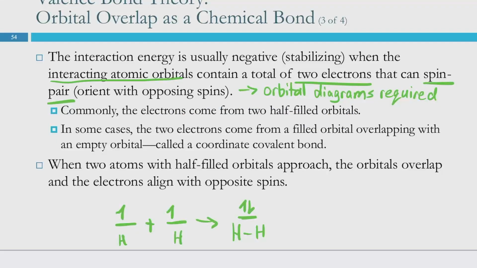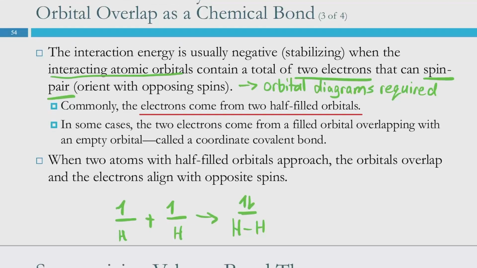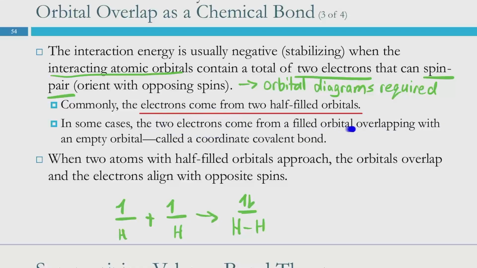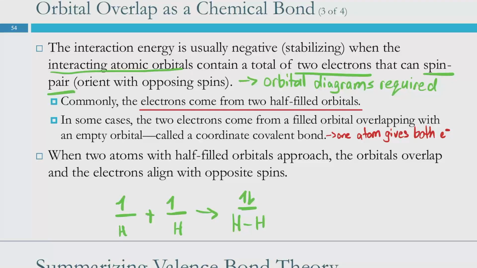We can also have two electrons come from a filled orbital and it overlaps with an empty orbital. So one atom gives both electrons. And this typically is going to happen with metals as the centers and some other thing as the other part. These are coordinate covalent bonds. I think that we might touch on these a little bit later. If not, you'll cover them in Chem 2.